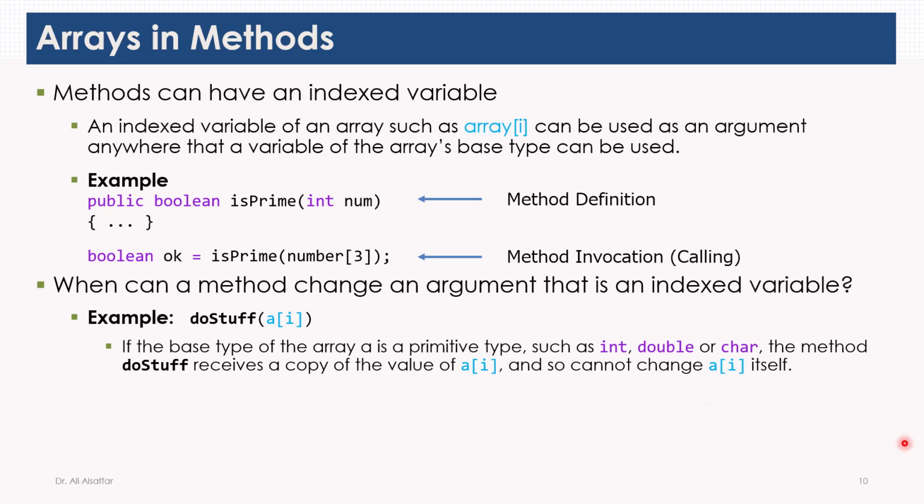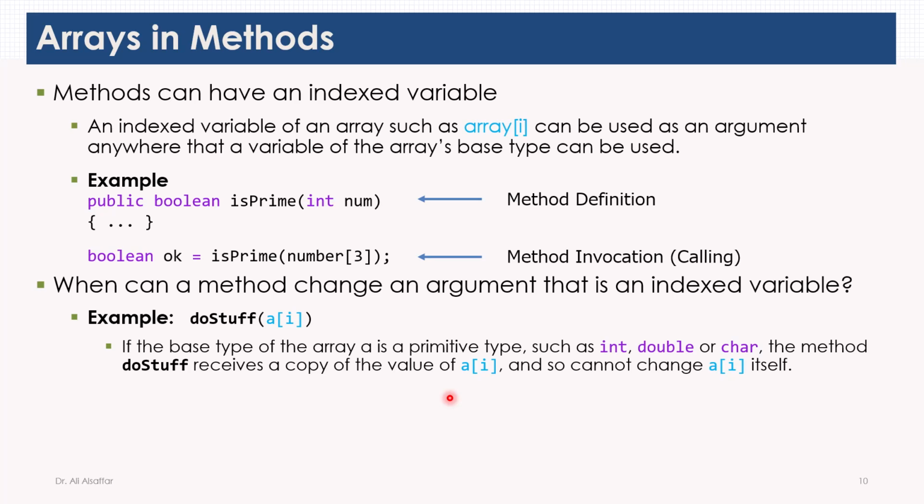In conclusion, when you pass an index variable or element of an array of a primitive data type as a parameter to a method, if the method changes this value, then the index variable or the element of the array is never changed. On the other hand, if the base type of the array is not a primitive, if it is class-based, then how does the method receive an index variable of this array?